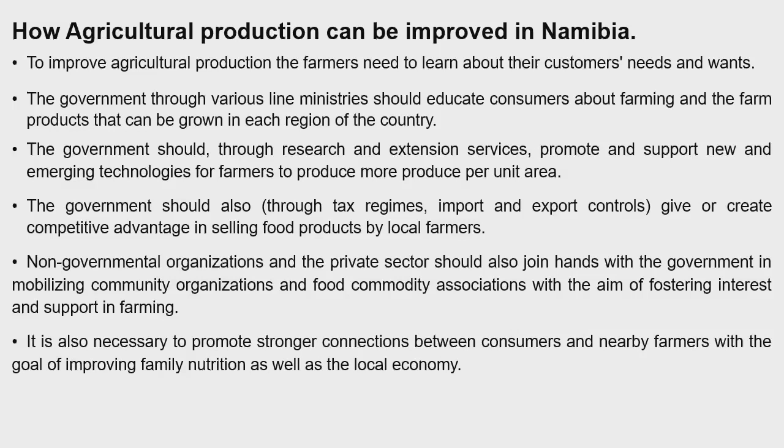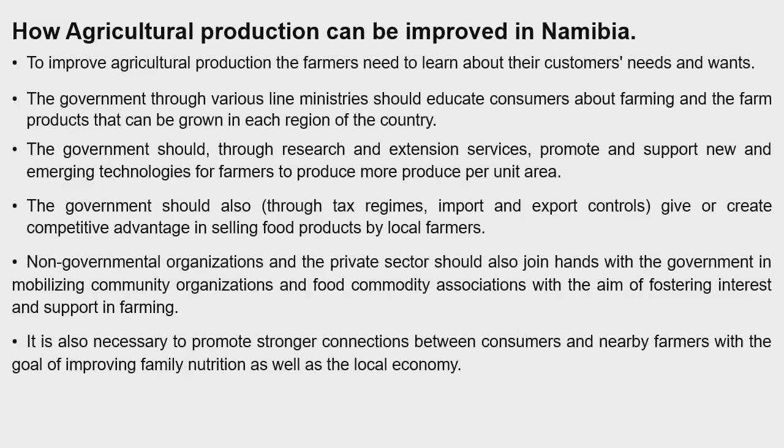Let us look at how agricultural production can be improved in Namibia. To improve agricultural production, the farmer needs to learn about their customers' needs and wants. It is one of the most important things to do first before you improve agricultural production in Namibia. It is necessary for the farmer to understand what their customers want and need, and that will help them improve agricultural production in their area or in Namibia in general.